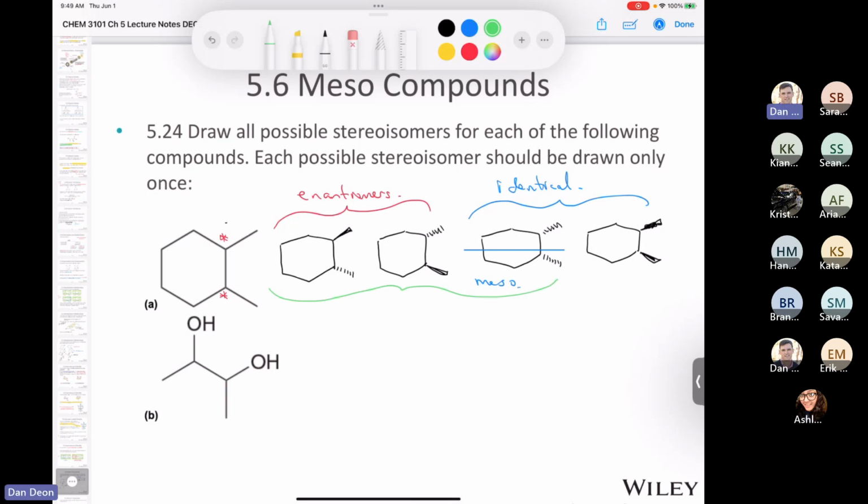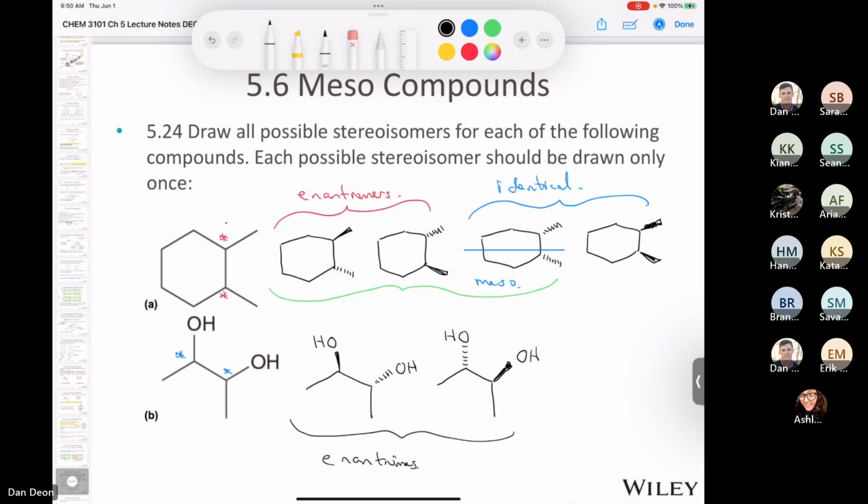All right. And for the next one, we have 2 chiral centers. So it's kind of in the same vein. We would have this, where we have one hydroxyl going up and another hydroxyl group going down. Then we have this, where we have this one going down and this one going up, straight up, like that. And so these 2 compounds would be enantiomers.